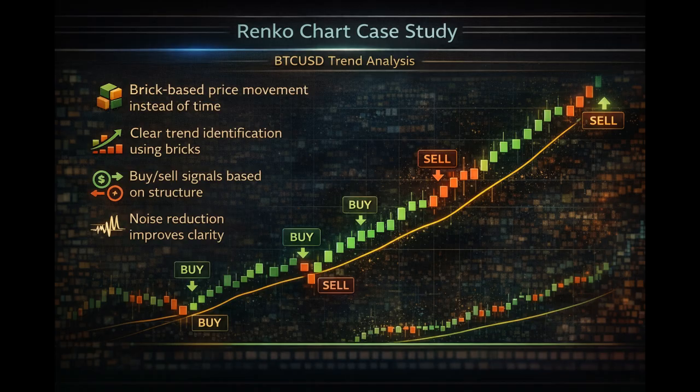Initial uptrend phase. In the left portion of the chart, Bitcoin shows a strong upward trend characterized by multiple consecutive green Renko bricks. This indicates strong buying pressure in the market.